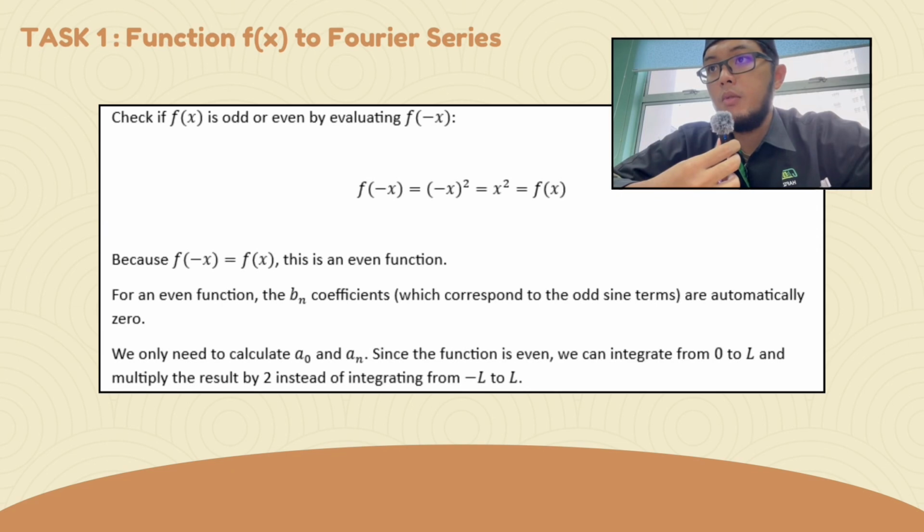Before we proceed, we need to check if f of x is odd or even. Since we input negative x inside this function, we get f of negative x equal to f of x, which is an even function. For an even function, the bn coefficient automatically becomes 0, and we only need to calculate a0 and an. Since the function is even, we can integrate from 0 to L and multiply by 2 instead of integrating from negative L to L.